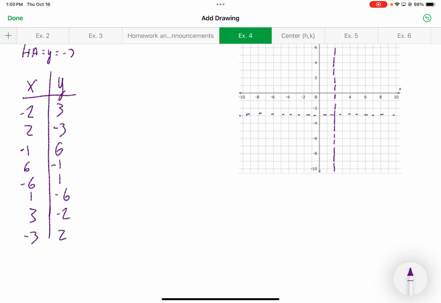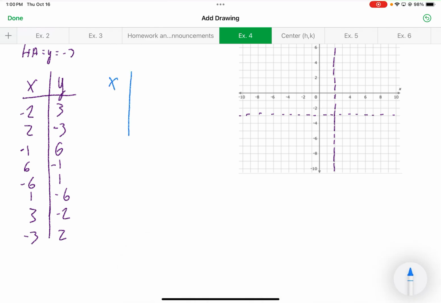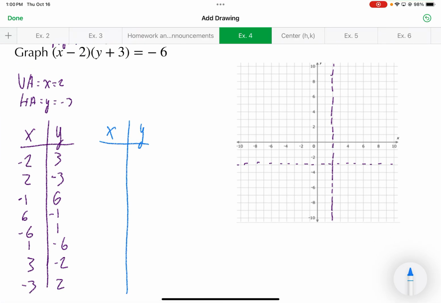All right. Now, the points that I actually want to plot are not those. I need to shift my values. Okay? So I need to go to the right 2, and then I need to go down 3. So what do I need to do in order to get those values? What do I have to do to my x values if I'm going to the right 2? Add 2 to each side, right? So I'm going to add 2 to all of my x values, and then I'm going to subtract 3 from all my y values, respectively.